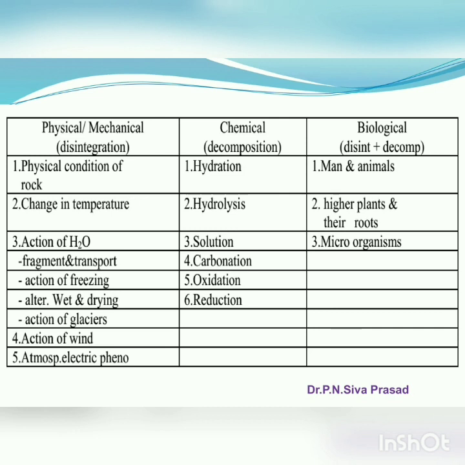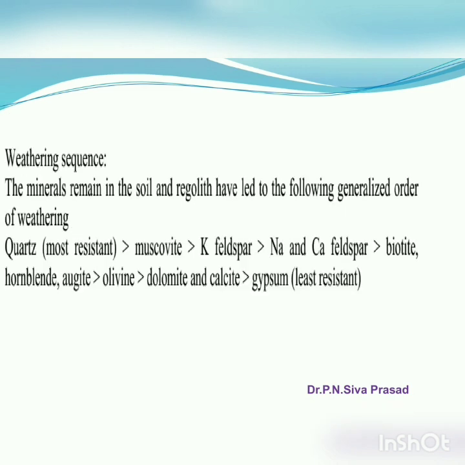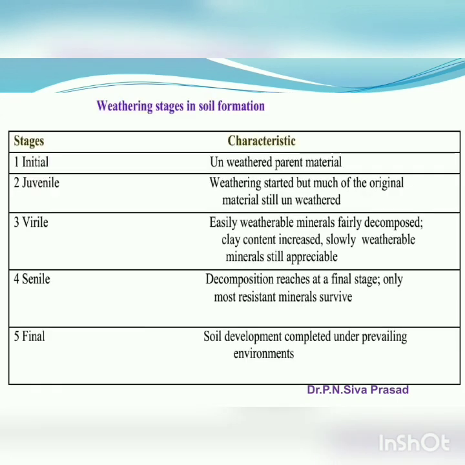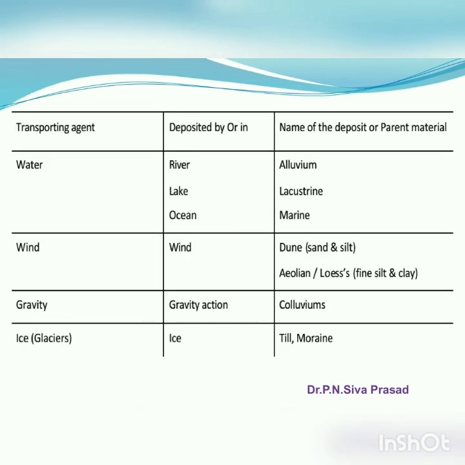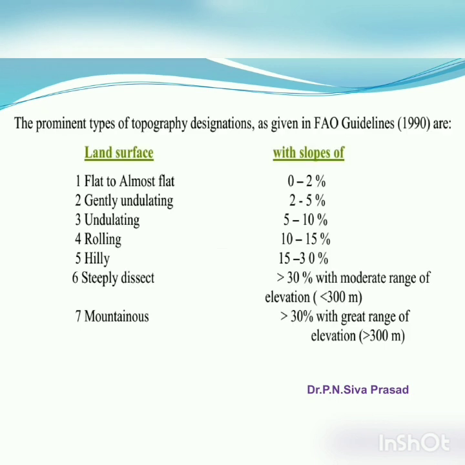Weathering is divided into three types: physical weathering, chemical weathering, biological weathering. Among physical weathering, temperature plays an important role. In the weathering sequence, quartz is the most resistant, whereas gypsum is the least resistant mineral. There are 5 weathering stages in soil formation: initial, juvenile, virile, senile, and final. For soil formation, there are 4 important transporting agents: water, wind, gravity, and ice.